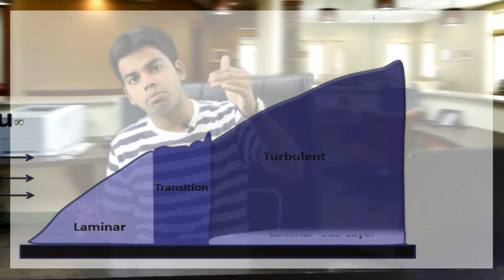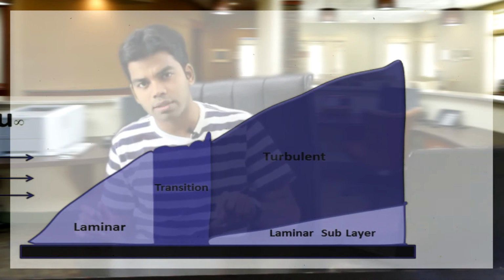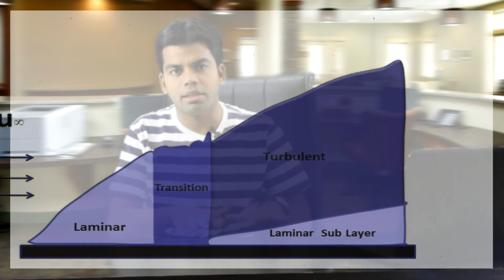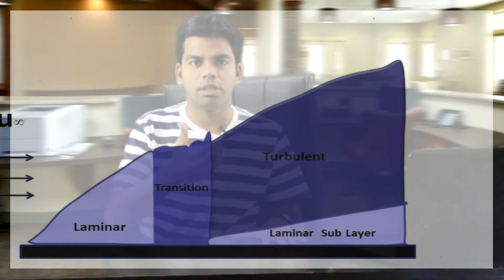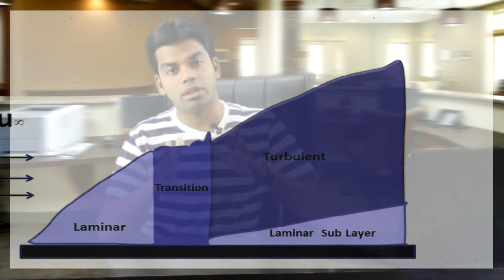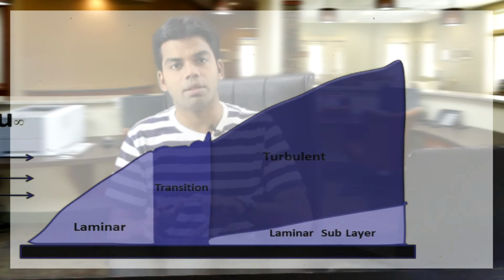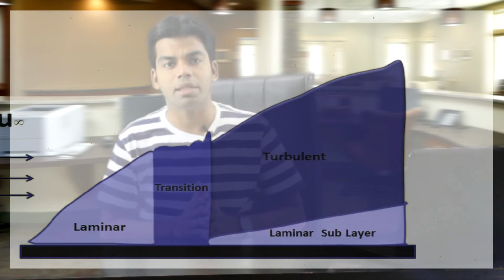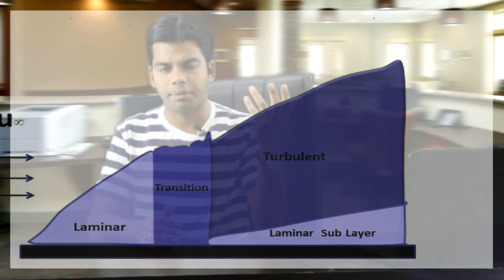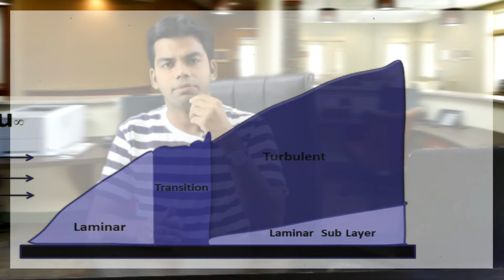In this turbulent boundary layer we also have a small sublayer which is called the laminar sublayer, because the layers of fluid which are near to this flat surface, even though they are in the turbulent zone, will have less velocity near the surface. So in the turbulent zone we also have a sublayer called the laminar sublayer, and above this boundary layer the flow can be either laminar or turbulent depending upon the free stream velocity.